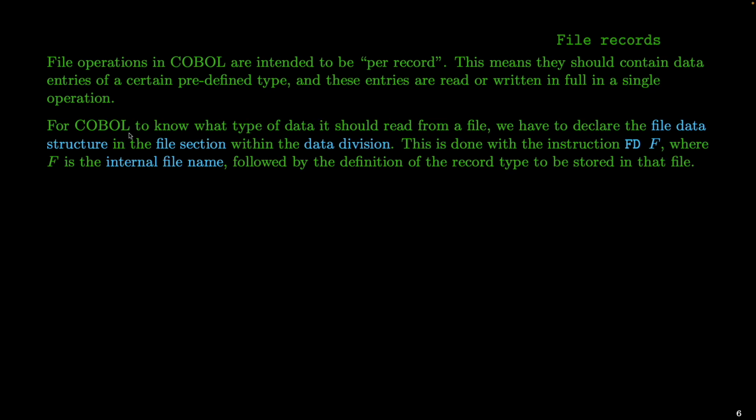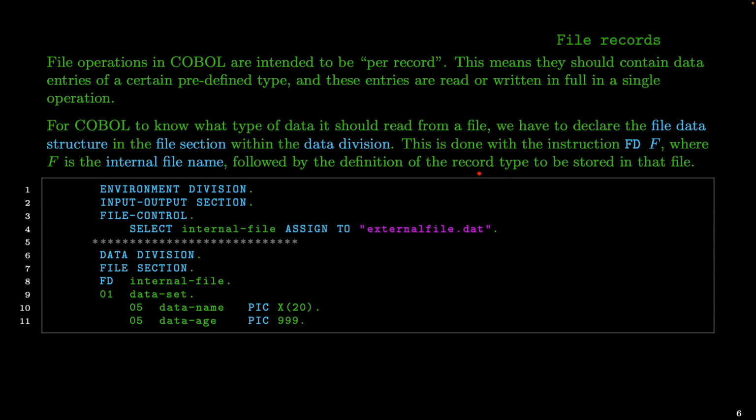To do this, COBOL of course has to know what type of data it should read from or write to a file. So we have to declare the file data structure in the file section, which is contained in the data division. We've already seen this before, but now we'll look into it in a bit more detail. For this, we have the FD instruction, FD f, where f is our internal file name, followed by this declaration, which is just the record, the data type that is to be stored in that file. And we define this data type in the usual manner.